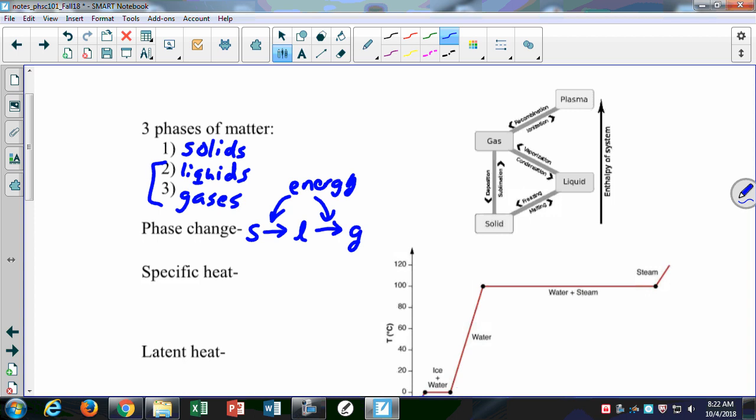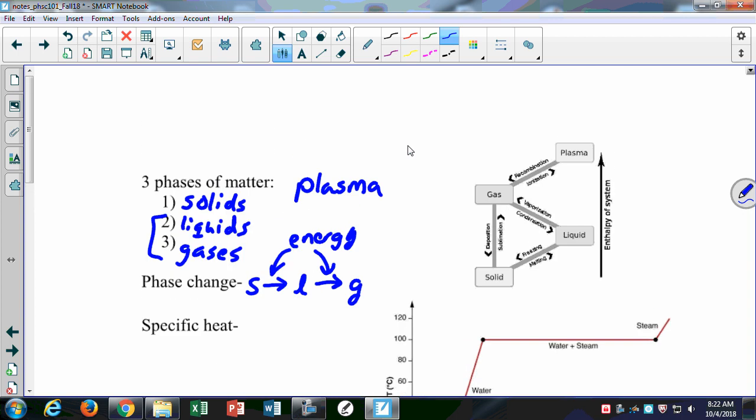So what about this plasma that's in the picture? A plasma is a different type of matter. It's sort of a special case. In a plasma, that's why it says recombination and ionization. What that means is that the electrons and protons are split apart.